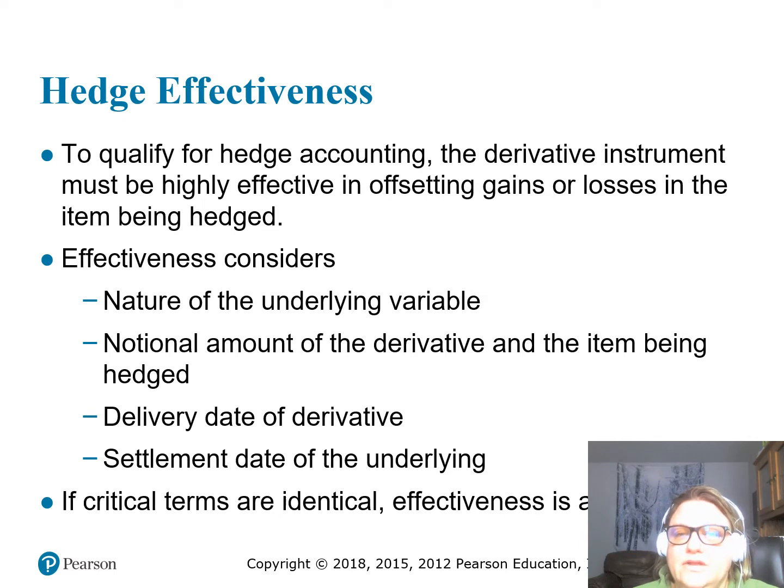Then, we have to account for hedge effectiveness, basically. So the effectiveness considers the nature of the underlying variable, the notional amount of the derivative and the item being hedged, the delivery date of the derivative, and the settlement date of the underlying item that's being hedged. And when we say variable, it could be just about anything. I know I talked about oil and gas in a previous chapter. It's a great example of an underlying variable. It could be foreign currency. Maybe you invest in foreign currency to make money on that.